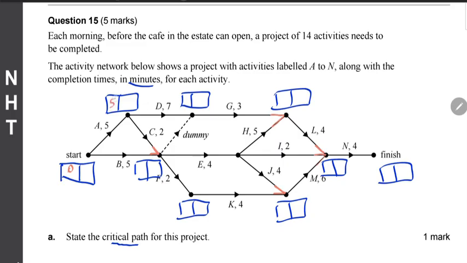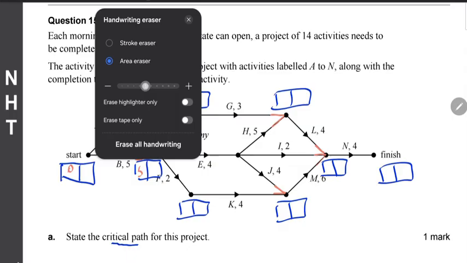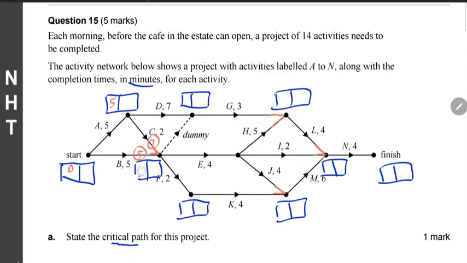So that's 5, 0 plus 5, and along C, 5 plus 2 is 7. And then along B, 0 plus 5 is 5. Sorry, that was a mistake. So of the two values, the larger value is 7. Now we go along E, 7 plus 4 is 11. And then along H, 11 plus 5 is 16.